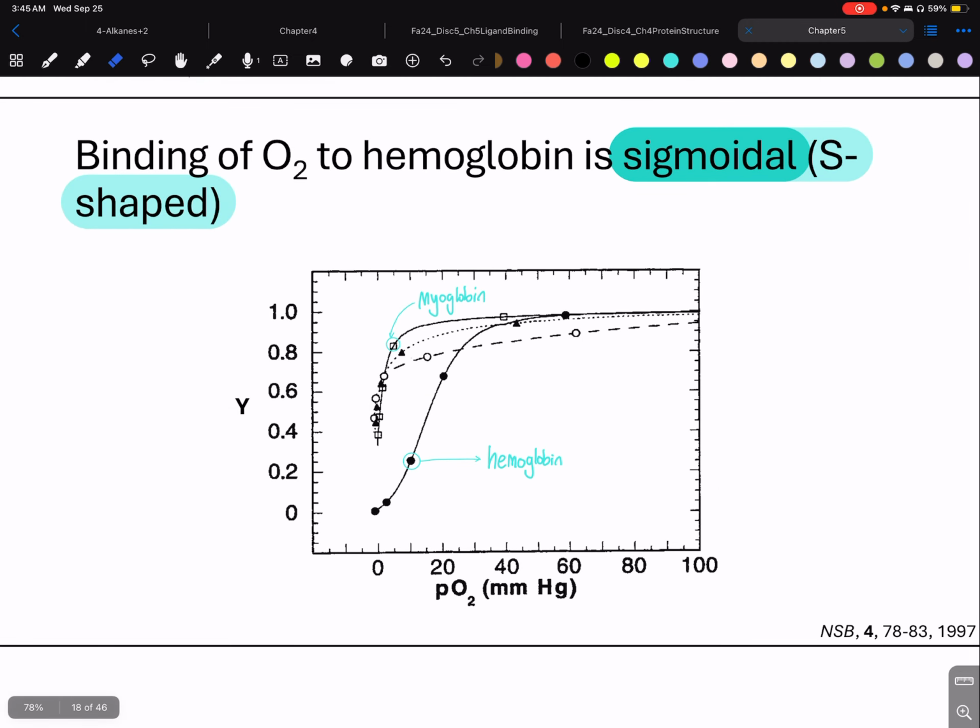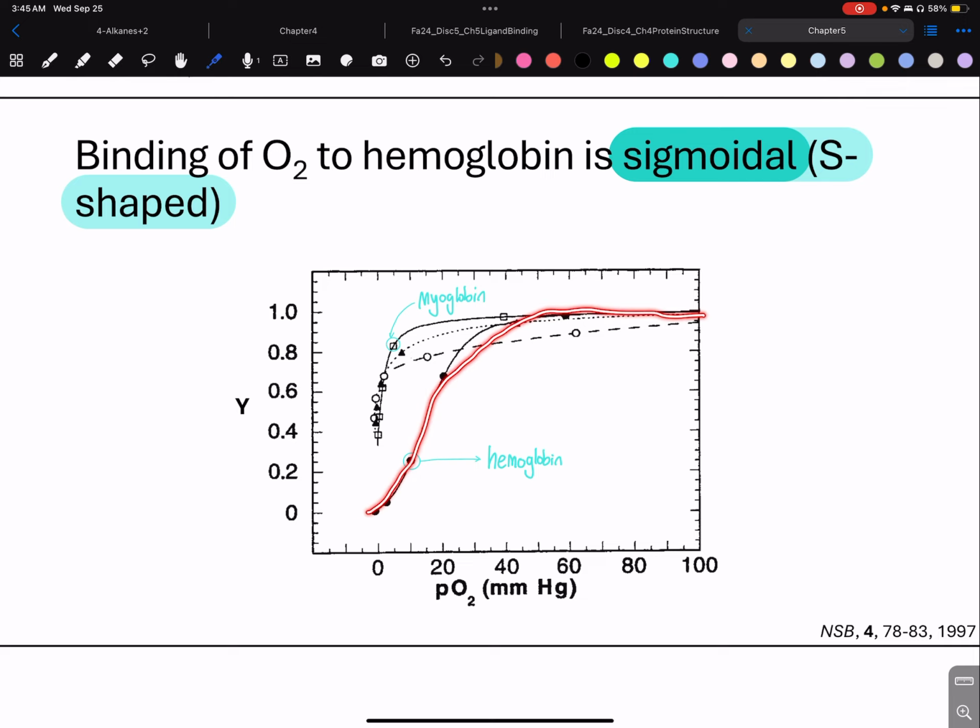Okay. So we talked about how this is our curve for myoglobin. Now it's time to talk about hemoglobin. So myoglobin is going to be storing it. Hemoglobin is going to be transporting. Hemoglobin says, here, take it, I don't want any more, I'm delivering it elsewhere. The binding of O2 to hemoglobin is sigmoidal or S-shaped, as you can see here.